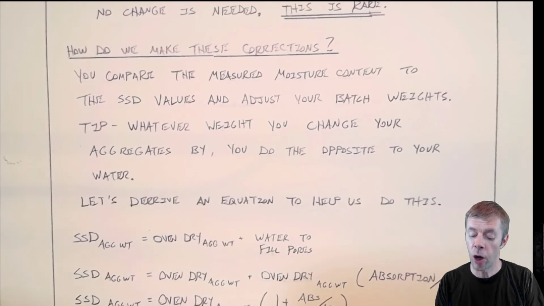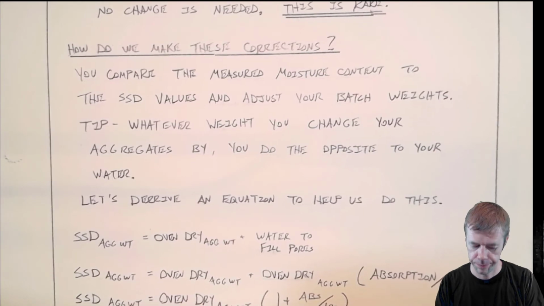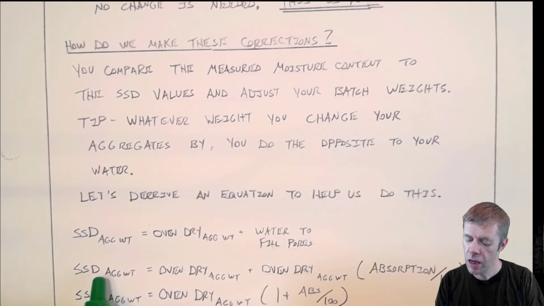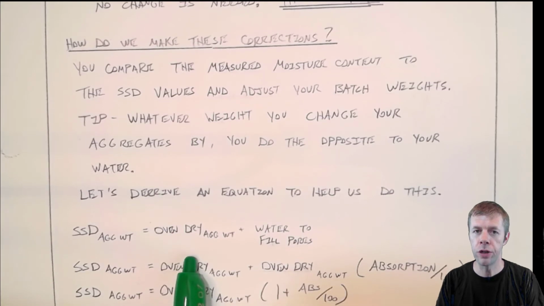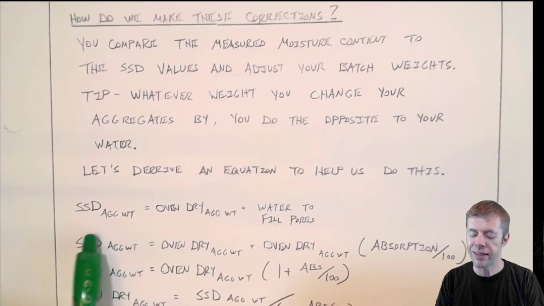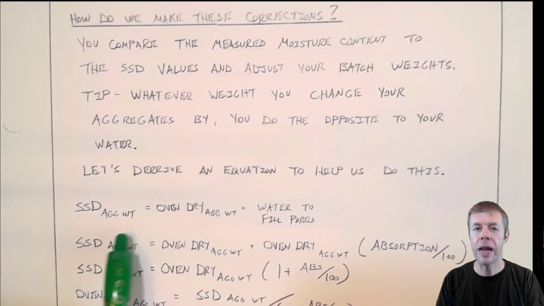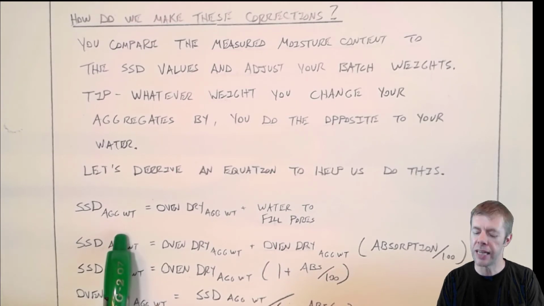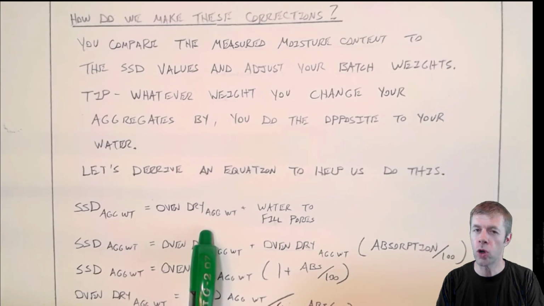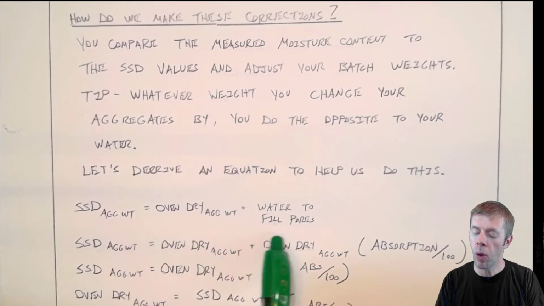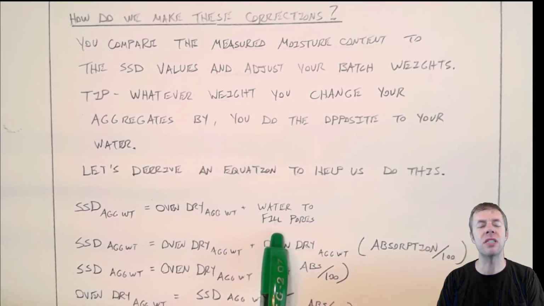So let's derive an equation to help us do this, to help make this happen. So let's start out with a basic statement that hopefully everyone would agree to. The SSD aggregate weight, this is the weight of a perfect SSD aggregate, is equal to the oven dry aggregate weight, the pure dry aggregate, plus the water needed to fill the pores. That's just the definition of an SSD aggregate, right?